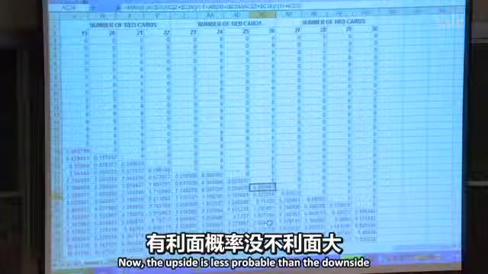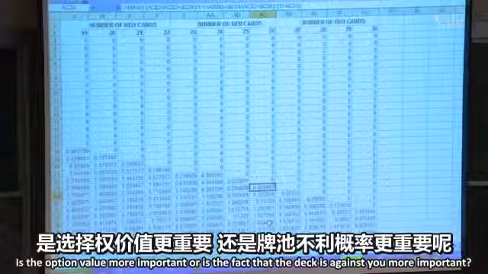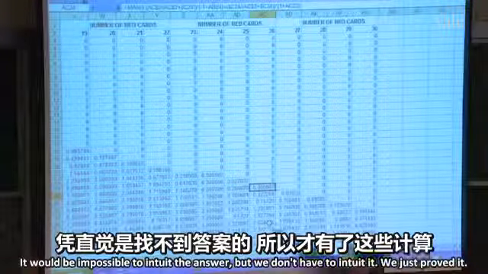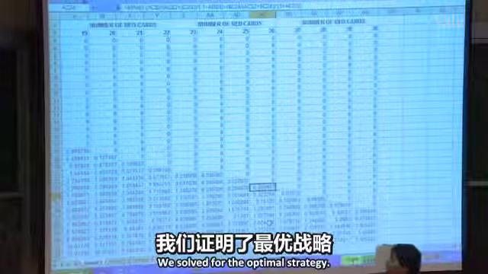Now, the upside's less probable than the downside, so it's not so obvious which is going to be bigger. Is the option value more important, or is the fact that the deck is against you more important? It would be impossible to intuit the answer, but we don't have to intuit it. We just proved it. We solved for the optimal strategy.